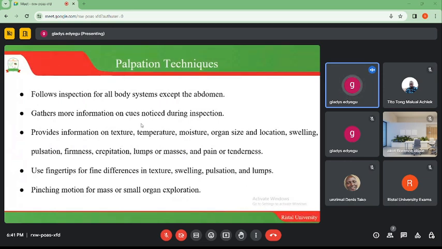Then use fingertips for fine differences in texture, swelling, pulsation, and lumps. So when you're palpating, you use the palms of your fingers so that you can identify exactly the problem with the area where you might have sensed that there is a problem. So pinching motion for mass or small organ exploration. So you can also try to confirm whether what you're touching or palpating is actually what you're feeling.